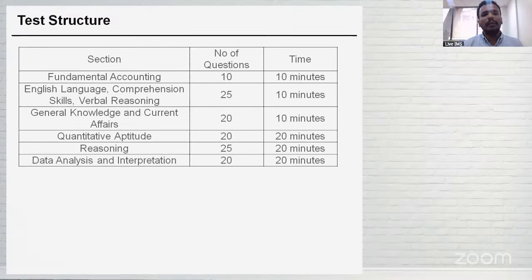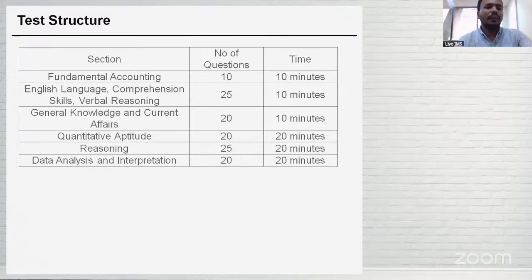So I believe many of you have attempted the Christ mocks, and you are aware about how many questions will be there in each and every section. From fundamental accounting, there were 10 questions, and the time for that particular section was 10 minutes. Moving ahead to English language and comprehension skill, verbal reasoning, there were 25 questions, and the time limit was 10 minutes.